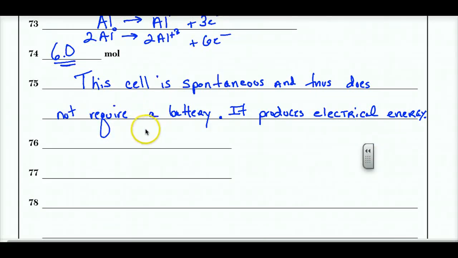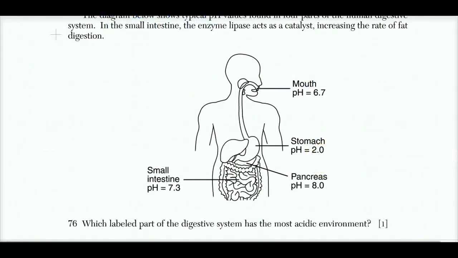It produces electrical energy. Many responses you could say that explain why it's a voltaic cell. The easiest is, hey, it's spontaneous. It produces energy. Okay, it converts chemical energy to electrical energy. Many ways to say this. And that's why part 2 is a great thing, because you're not locked into one answer. Okay, number 76.